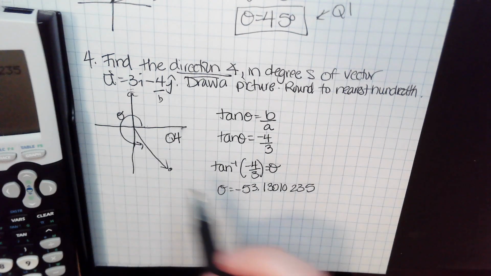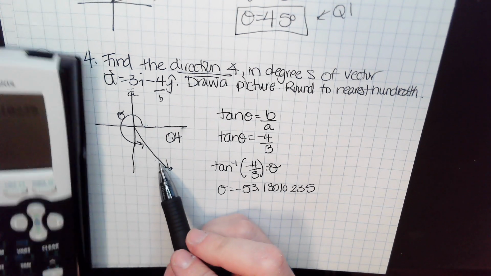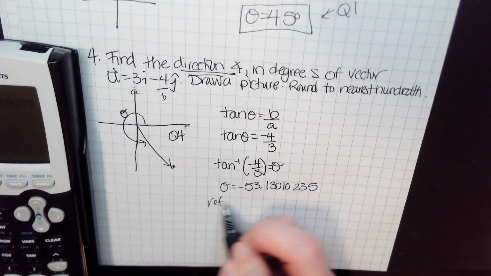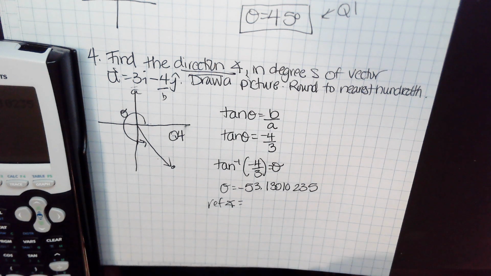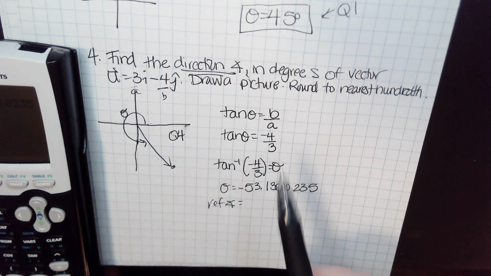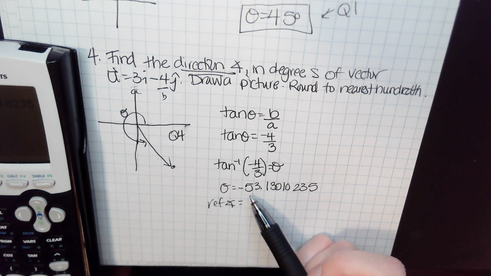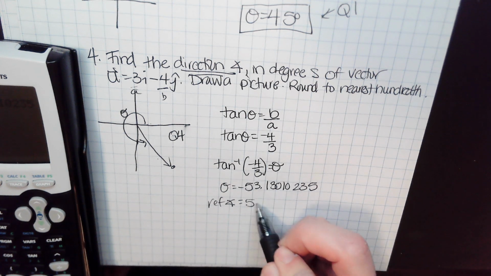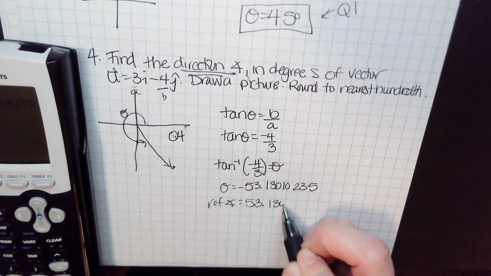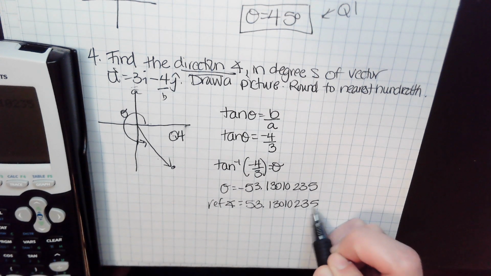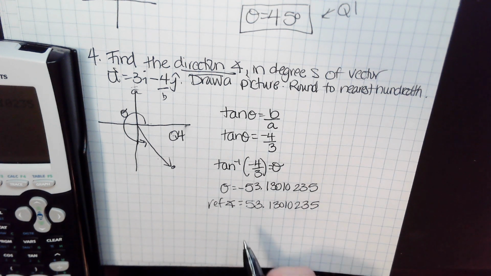Now, I want to put this into quadrant 4. So in order to do that, I need my reference angles. Remember, reference angles must be positive, and they must be acute and formed with the x-axis. So negative 53, that is acute. It is less than 90, but it's negative. So to make it positive, I just take away the negative. Now it's positive, acute, formed with the x-axis.